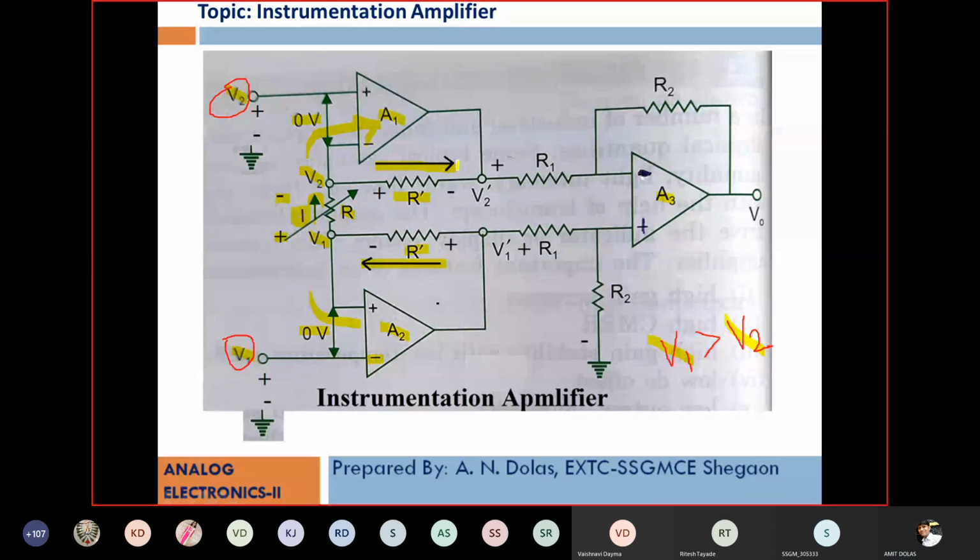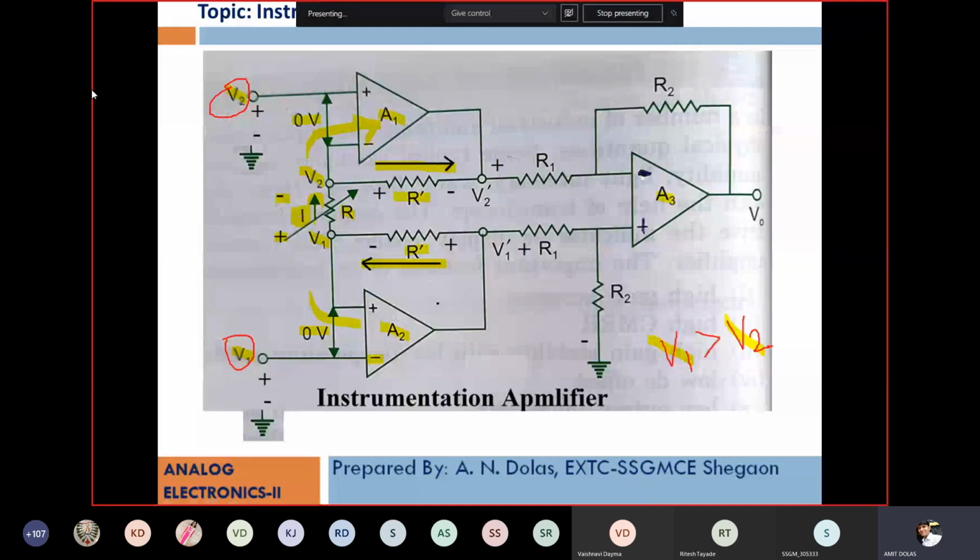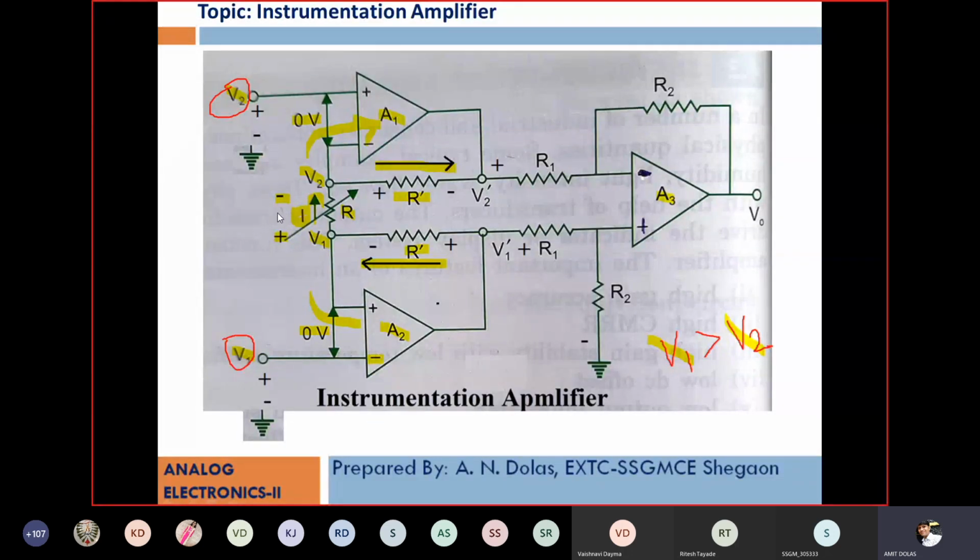Now, the same is written on this. Since no current flows into the op amp, the current I flowing upward through R is given by, क्या आएगा करंट का फॉर्मूला, कैसे आएगा करंट का फॉर्मूला, is nothing but the difference of potential drop across R divided by R.